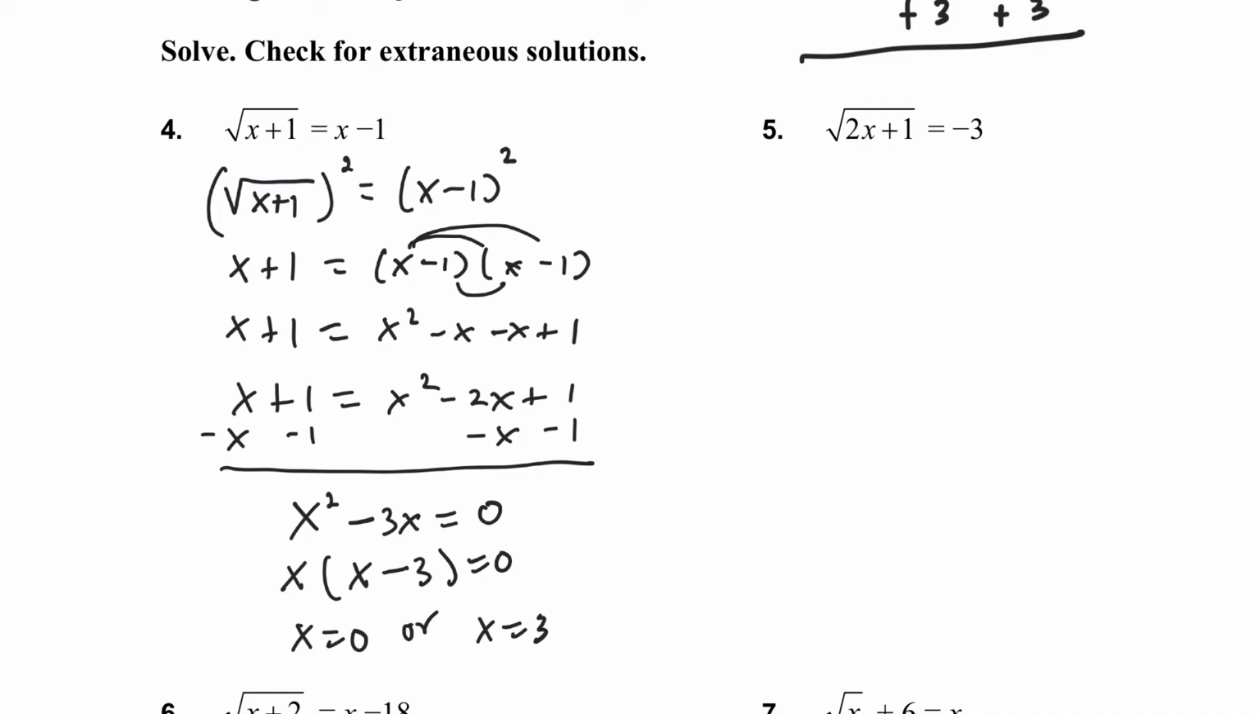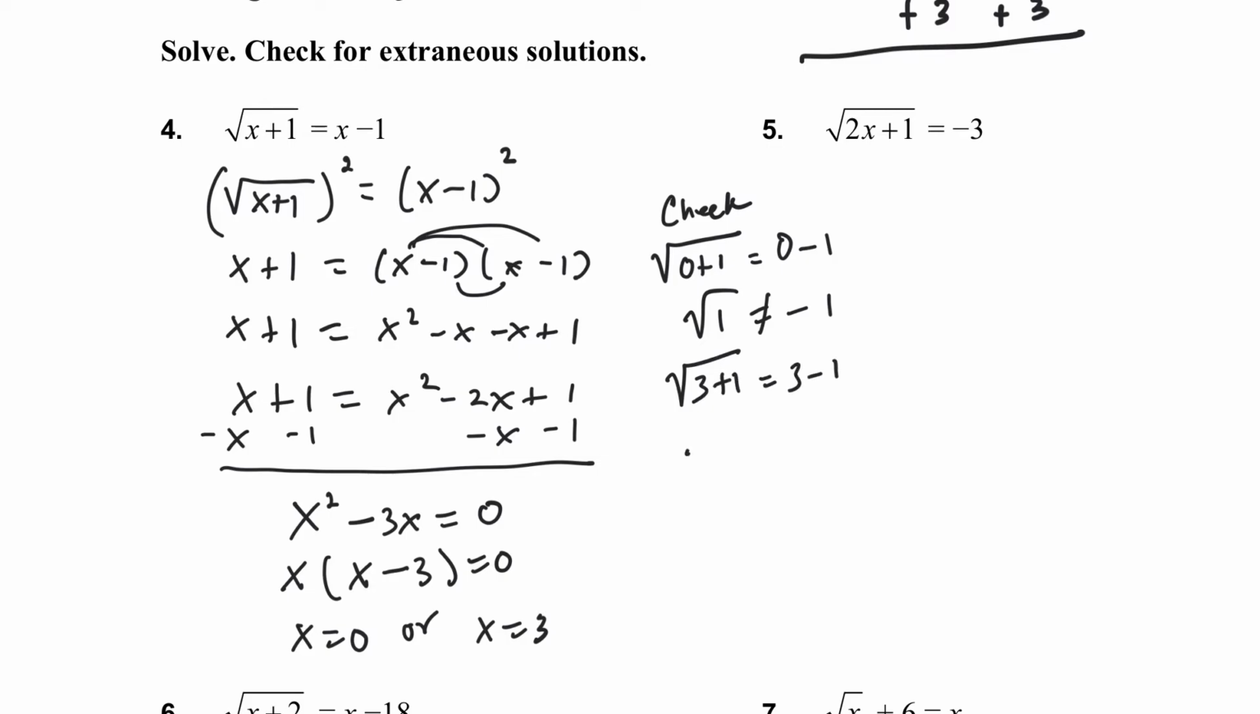So if we checked x equals 0, you would have the square root of 0 plus 1 is equal to 0 minus 1. So the square root of 1 equals negative 1. That's not true. So we have the square root of 3 plus 1 is equal to 3 minus 1. The square root of 4 is 2. 3 minus 1 is 2, so that checks. So the only answer is x equals 3.